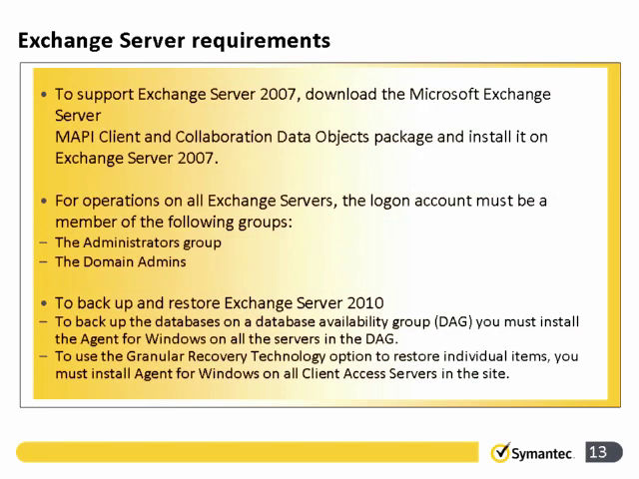On the Exchange server side, to support Exchange Server 2007, you must download the Exchange Server MAPI client and Collaboration Data Objects package and install it on Exchange Server 2007. You must have a logon account that is a member of the administrators group and be a member of domain admins. If you're going to back up Exchange Server 2010, you must install the agent for Windows on all the servers in the database availability group.